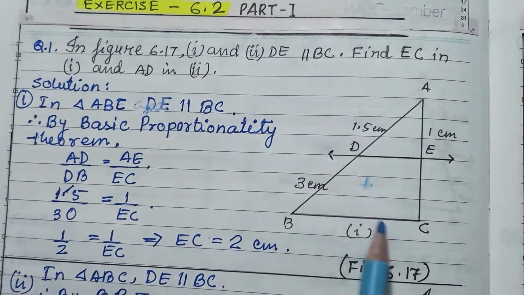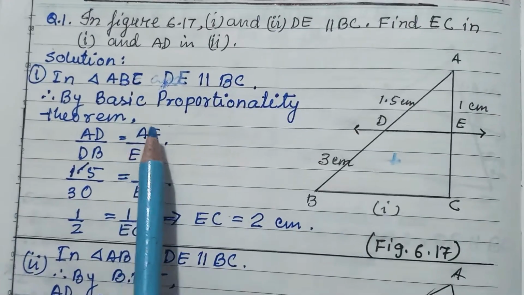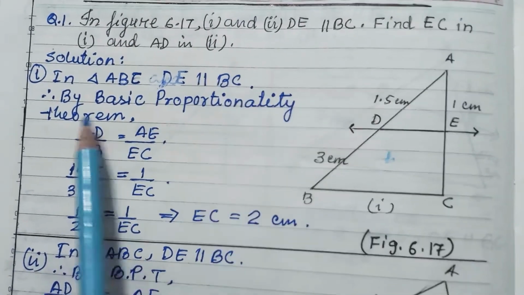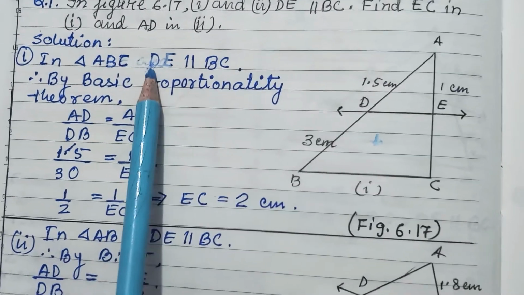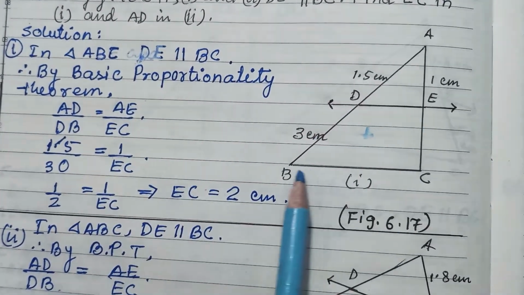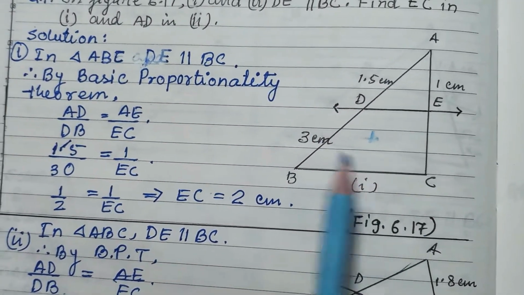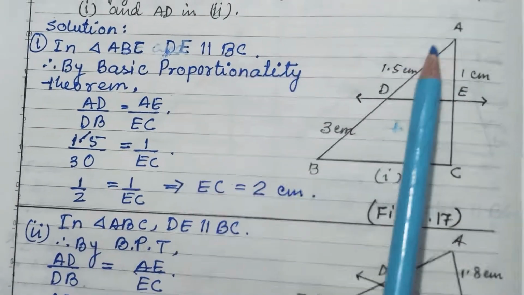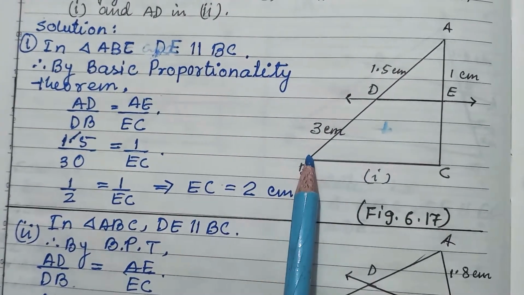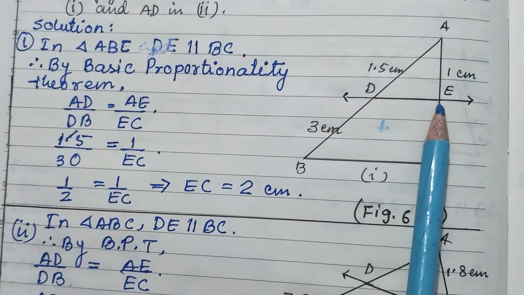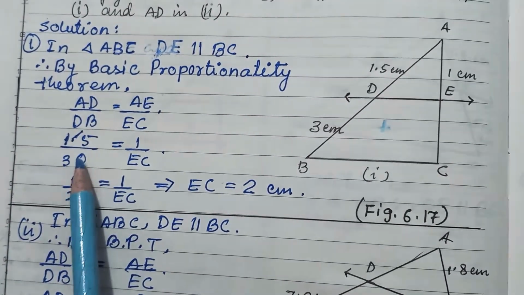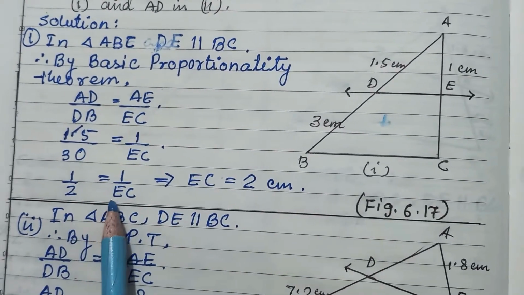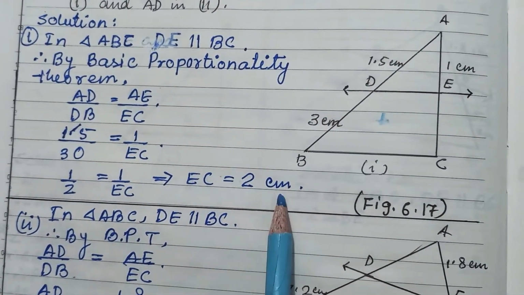In the first, by the basic proportionality theorem, in triangle ABC, DE is parallel to BC as given. Therefore, by the basic proportionality theorem, AD upon DB is equal to AE upon EC. Now substitute the values and we get EC is equal to 2 centimeter.